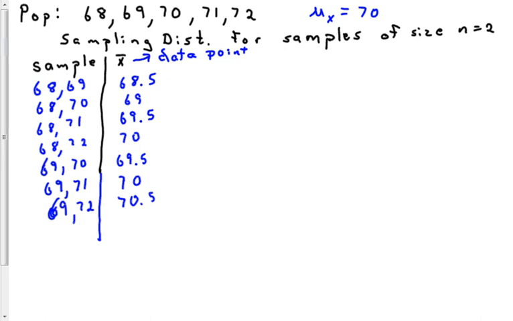That's all of them that can have 69 but not 68. So jumping to the 70s, we could do 70 and 71. Average is also 70.5. Another repeat. We could do 70 with the 72. Average 71. Then we could do the 71 with the 72, average of 71.5. So those would be the collection of all possible samples of size 2. You'll notice there are 10 of those.